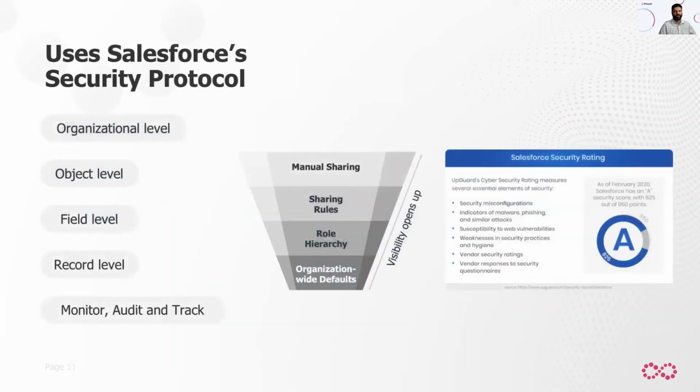The other thing around security is that we don't sit there and try to persist security, which is very, very tough when you are not built inside of Salesforce. Salesforce, as you can see on the right-hand side, gets an A rating from UpGuard. We use all of Salesforce's inherently native security. And so that's all the way from the org level down to the record level, inclusive of the ability to do monitoring, audits, and tracking. The reason why that's important is because we don't have another database, which translates into overhead for you guys as consumers. We don't have that.